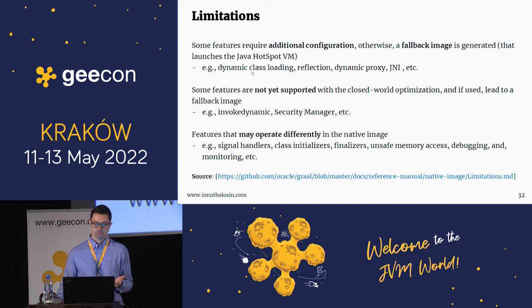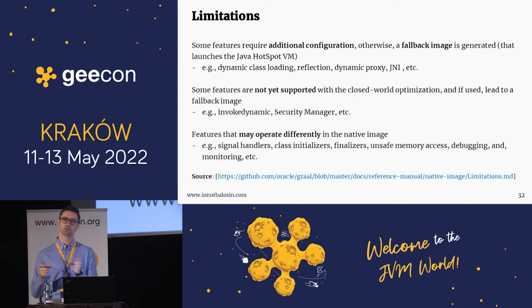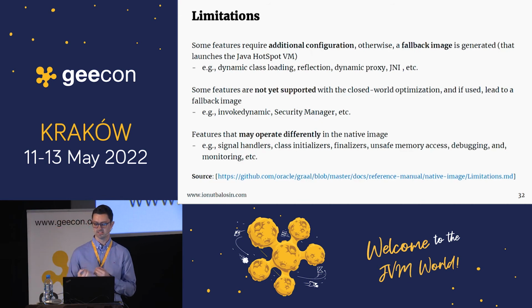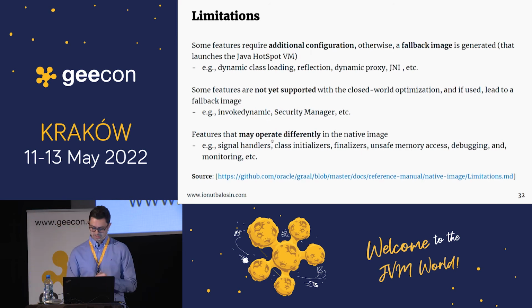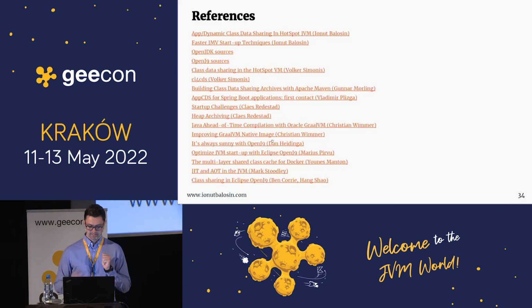And this is the case, for example, if you use reflection or dynamic class loading, you need additional configuration to tell the JVM, hey, also include this in the compilation process, because this is not easily deducible during the build time. Or there are some other features that might operate differently, like signal handlers and so on, in the native image, I mean, in comparison to the traditional one. So all in all, that was basically it.